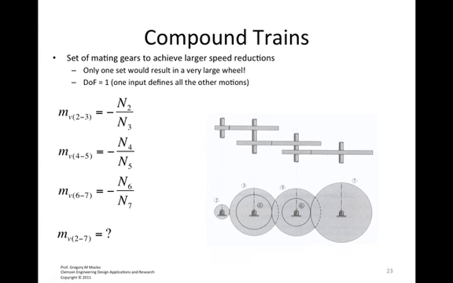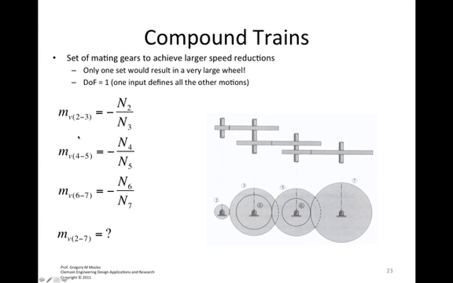What's interesting about this is gear 2 and gear 3 have to have the same diametral pitch. Gear 4 and gear 5 have to have the same diametral pitch. And gear 6 and gear 7 have to have the same diametral pitch. But they don't need to be the same across non-meshing pairs.